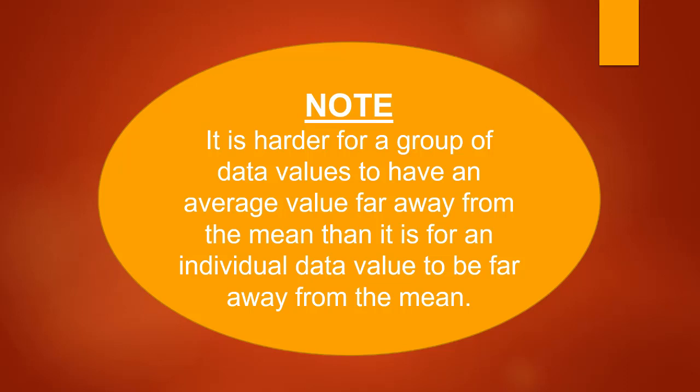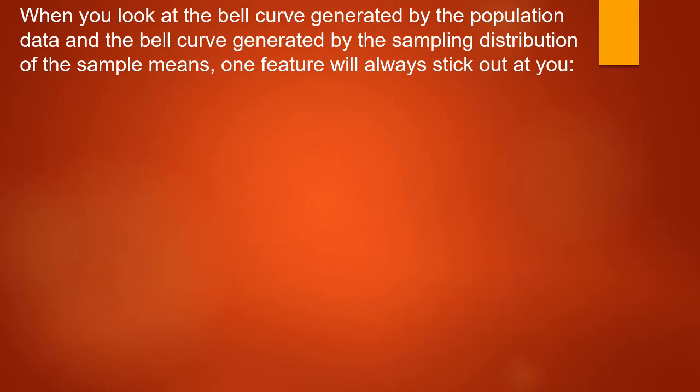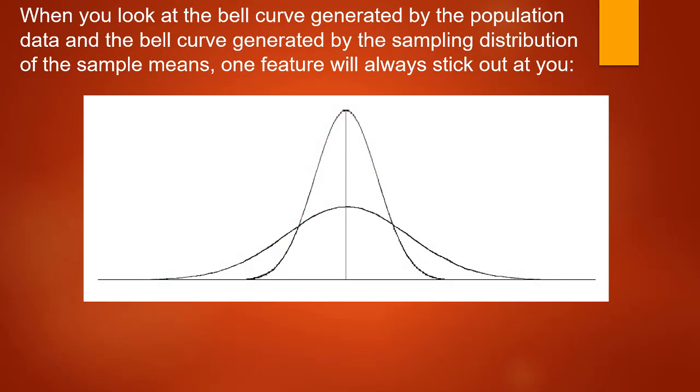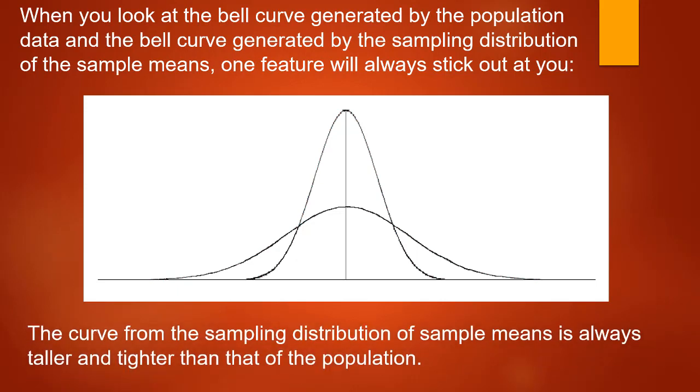You can see that when you look at a bell curve. When you look at the bell curve of a normal distribution and its sampling distribution, one thing always sticks out. The curve from the sampling distribution of sample means is always taller and tighter than that of the population. So the big, tall, skinny one is from the sampling distribution of sample means.